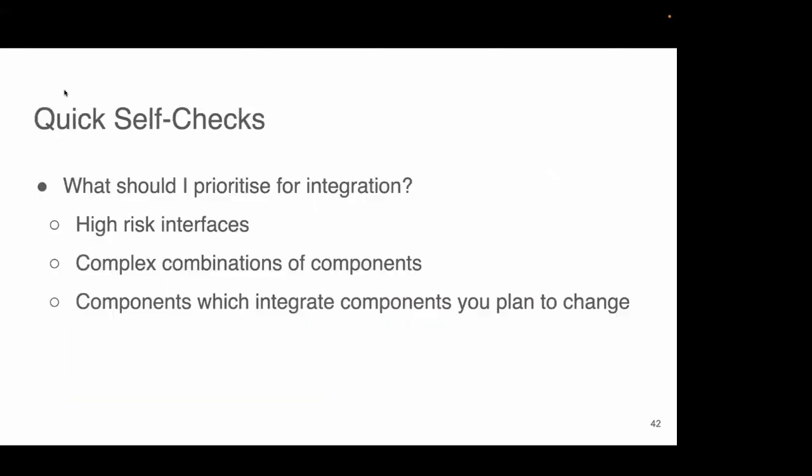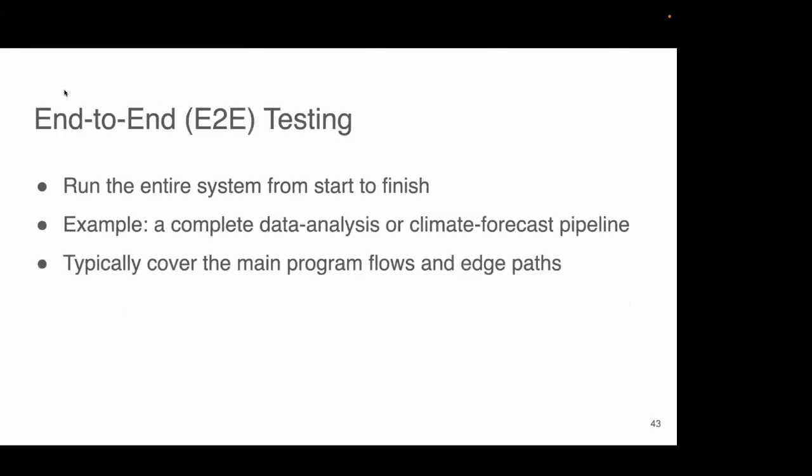You're going to prioritize complex combinations of components. With complex combinations, it's easier to make mistakes when you're doing more complex integrations. And also components which integrate components that you plan to change. So you might have a function A that calls a function B. You might change that function B, so you'd want to ideally test that.